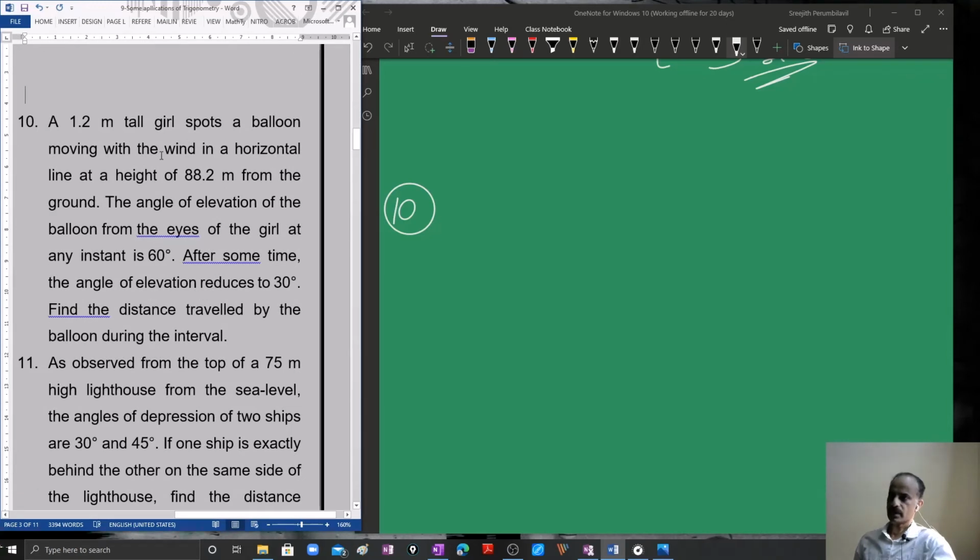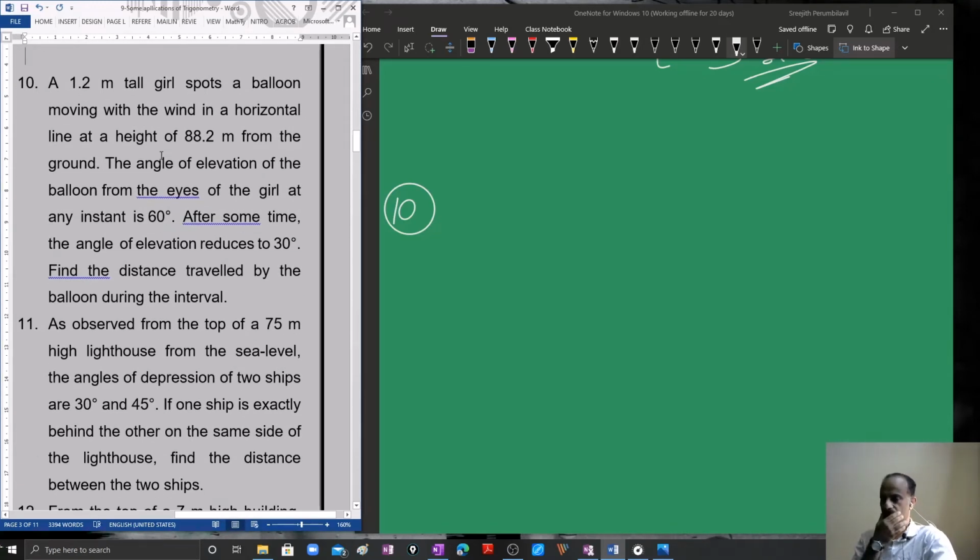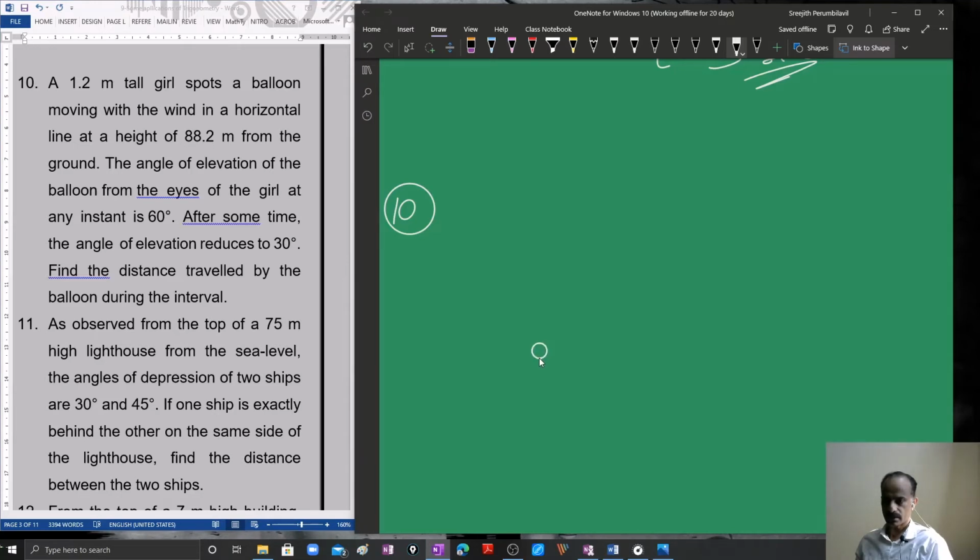Okay, a 1.2 meter tall girl spots a balloon moving with the wind. In this question, the height of the girl is given. There is a girl, and the height of the girl is 1.2 meter. A girl observes a balloon.